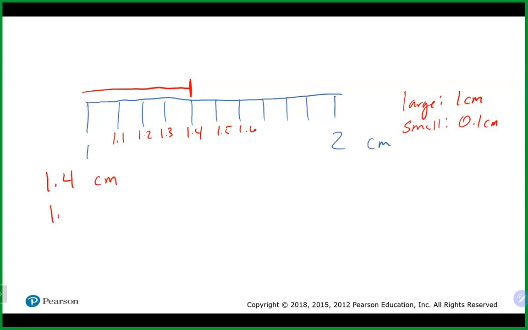I record 1.40 centimeters. I record 1.40000000 centimeters. Is there a difference between any of those numbers?